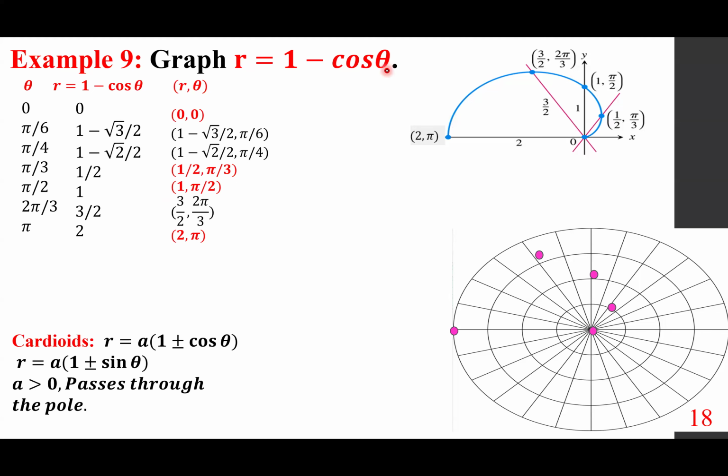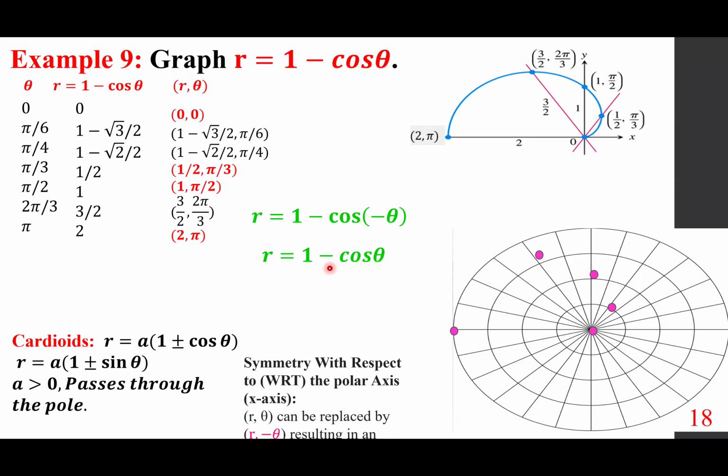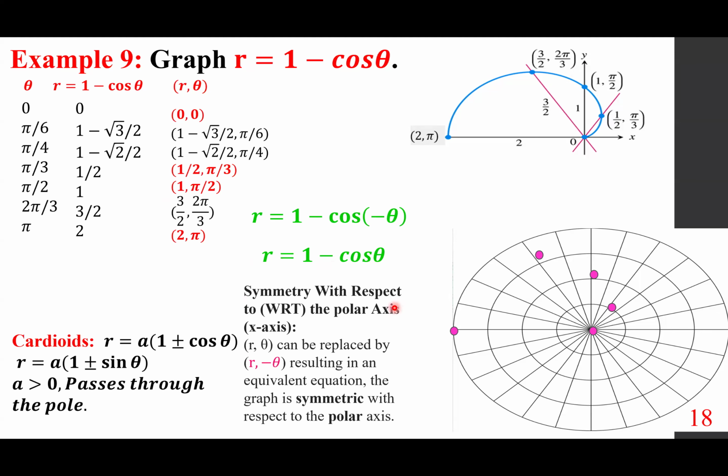What if we change the theta to minus theta? I want you to notice because cosine, remember, is an even function. So r equals 1 minus cosine theta, and if I replace the theta with minus theta, I get the same function, which means it's symmetric with respect to the polar axis. That means now that I have this one, I can figure out the other half. You follow what I'm saying? Identical to this one with respect to the x-axis, flip it over. That's the meaning of it.